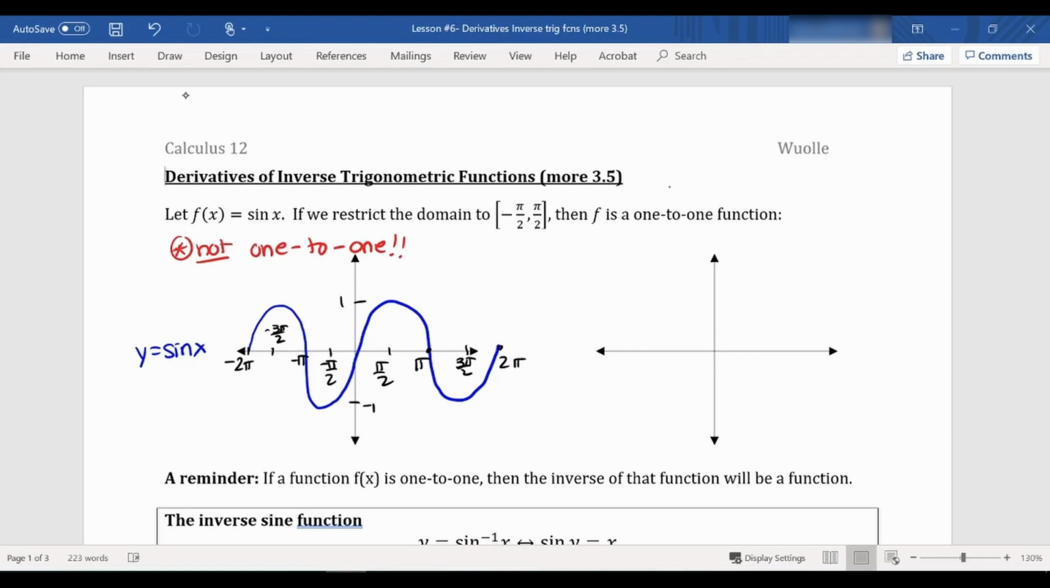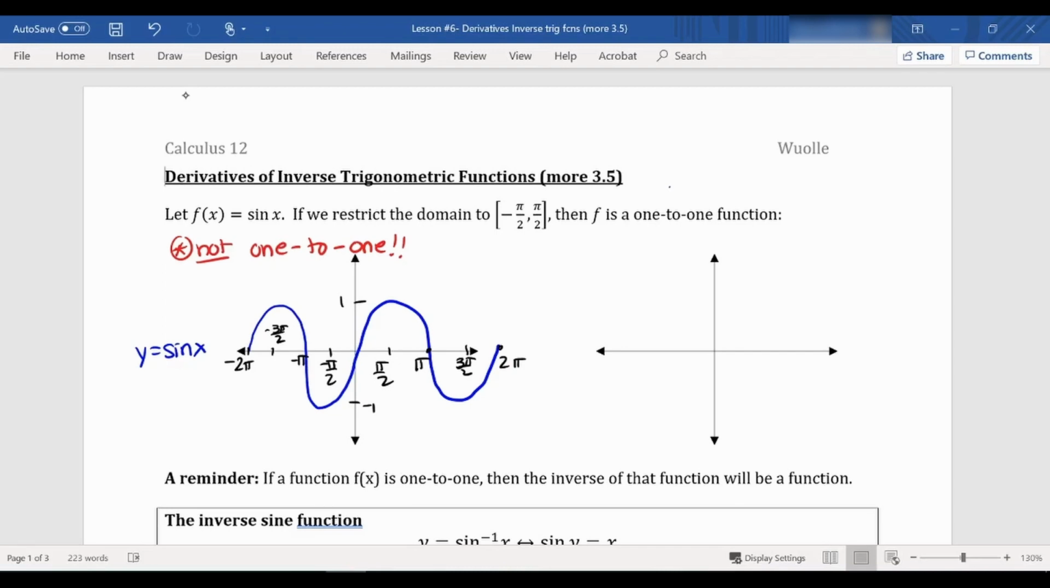If a function is 1-to-1, the inverse will also be a function. This is not 1-to-1, so the inverse would not be a function. We can't do a derivative of the inverse trig function if it's not a function. So the first thing we need to talk about is how I can restrict the domain of this so that it is 1-to-1 and therefore is a function.